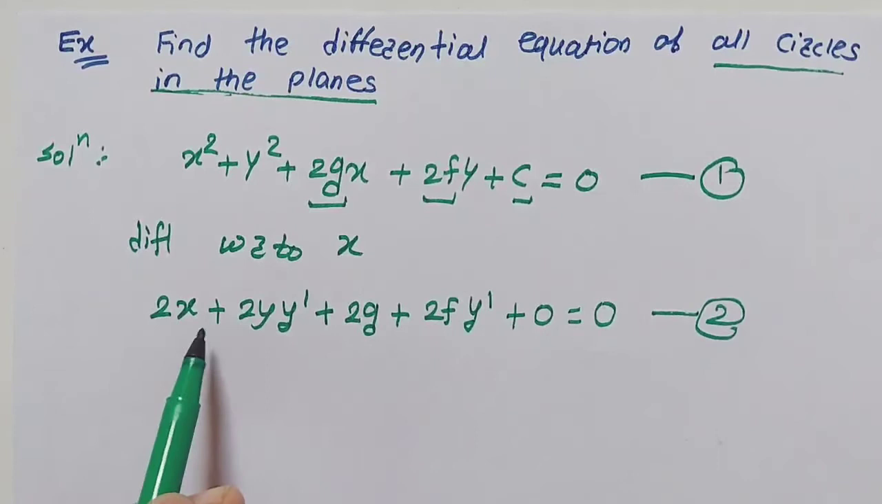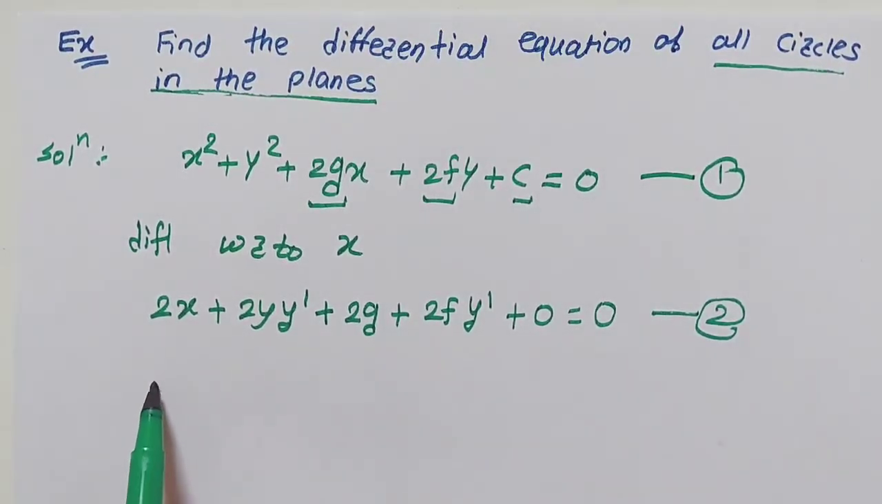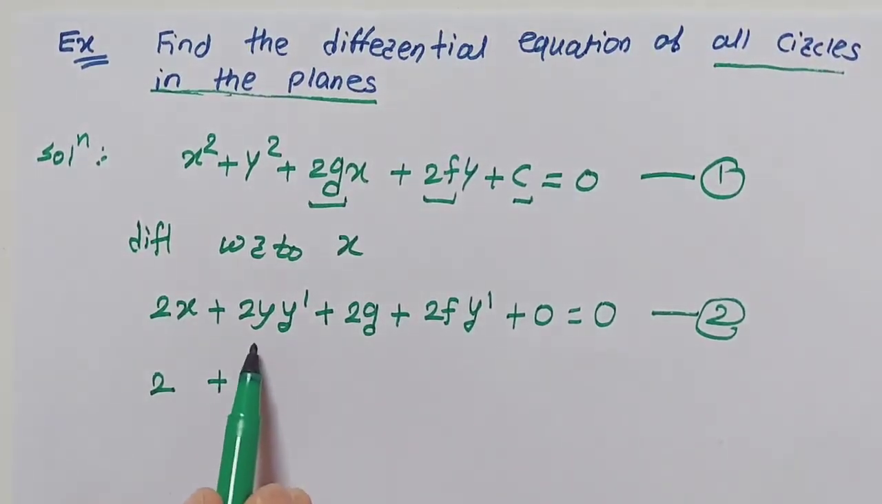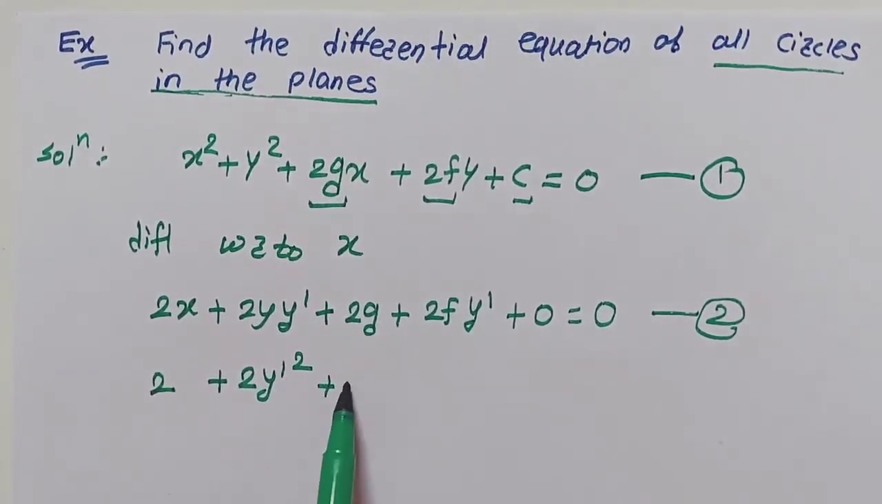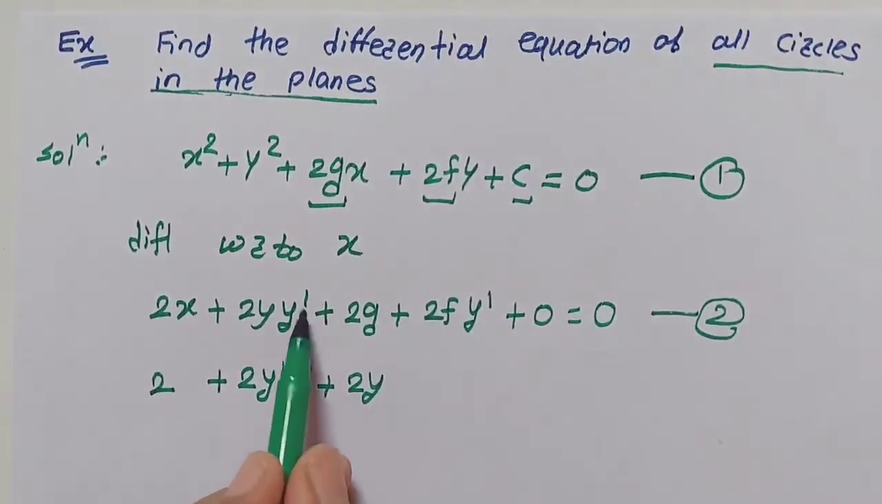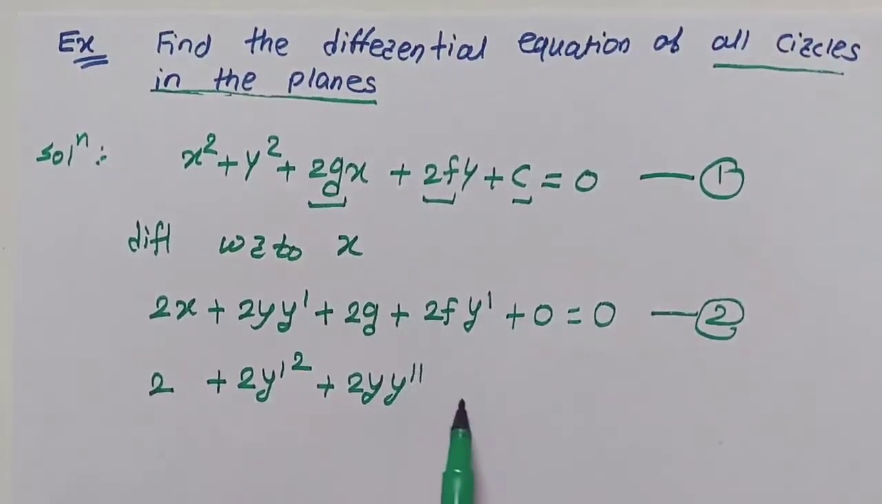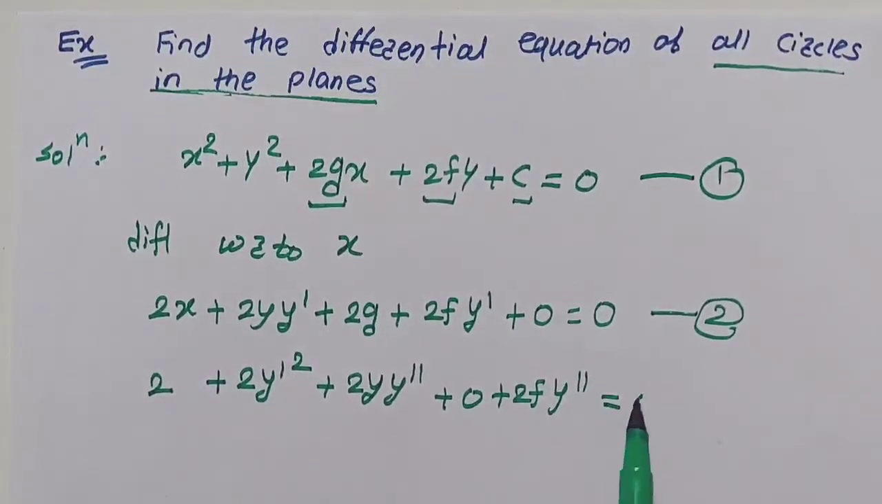Now again differentiate this equation. The derivative of 2x is 2. Here y is a function of x, so we have to apply the product rule. The derivative of the first term is y', and y' is already present, so it is y' squared, plus 2y into the derivative of the second term, that is y'', plus the derivative of the constant term, which is 0, plus 2f y'' equals 0. This is our equation number 3.